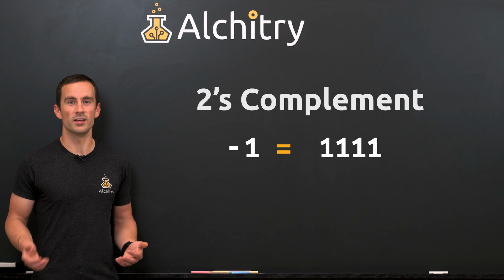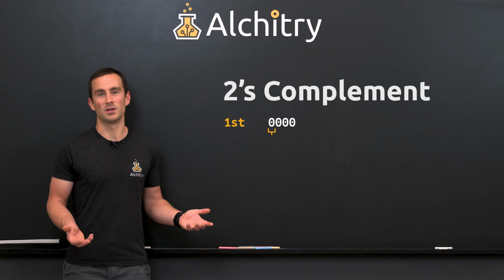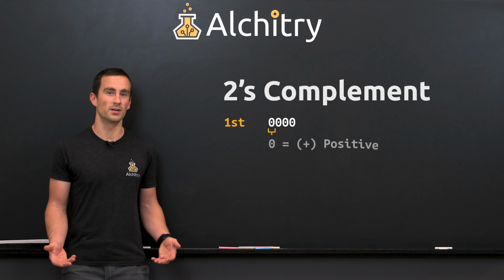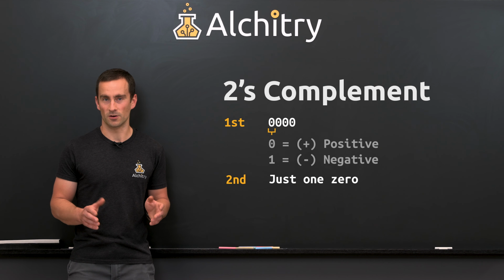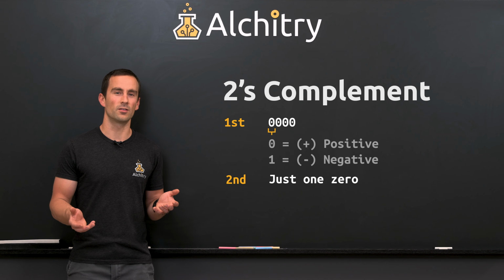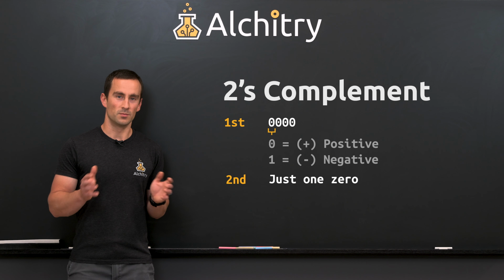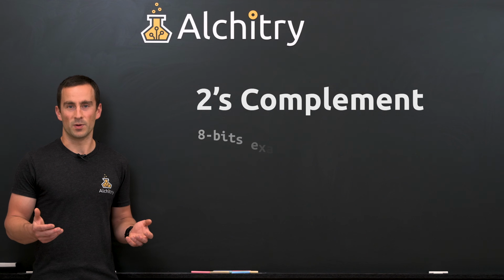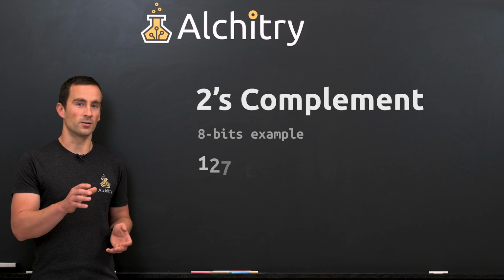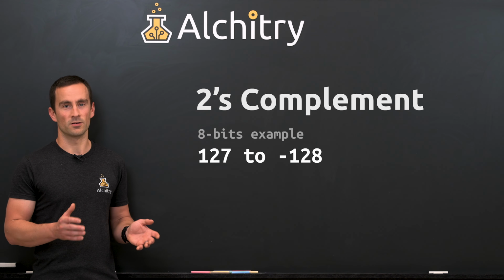2's complement has a handful of really nice features that make it the default choice when dealing with negative numbers. First of all, just like before, the leftmost bit can be interpreted as a sign bit. When it's 0, the number is positive, and when it's 1, the number is negative. Second, there's no positive and negative 0. There's just 0. This does lead to the slight quirk that the negative and positive ranges are slightly asymmetric. For example, if you have 8 bits, you can go from 127 all the way down to negative 128.